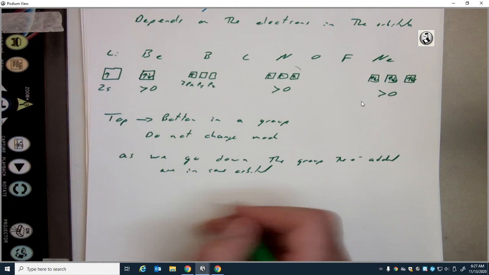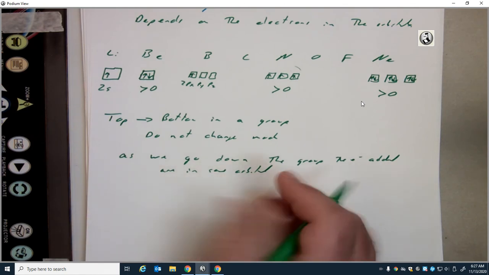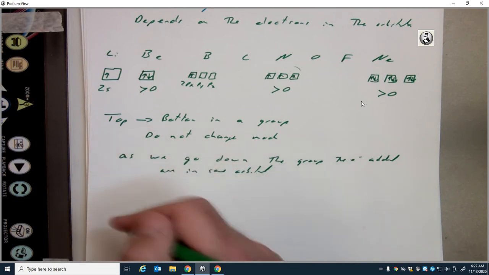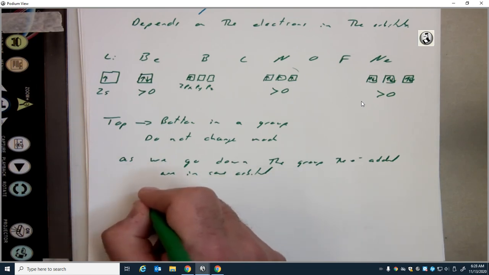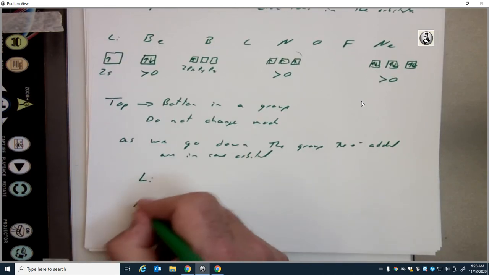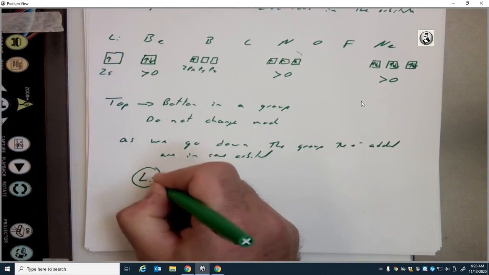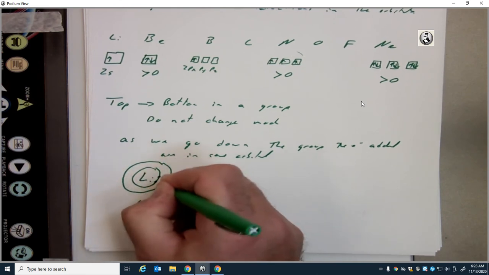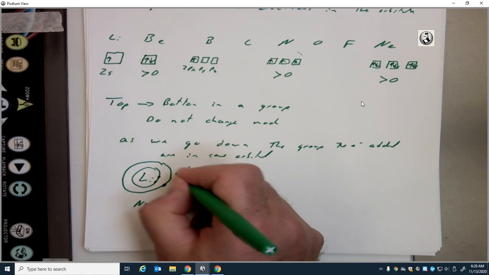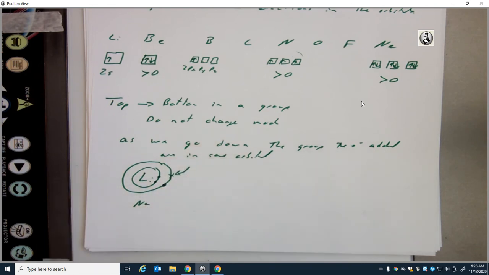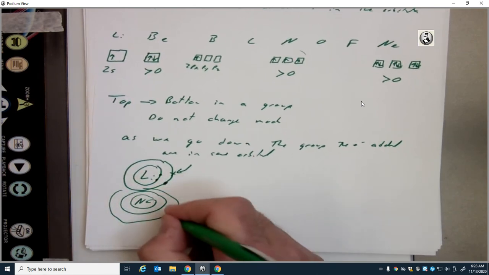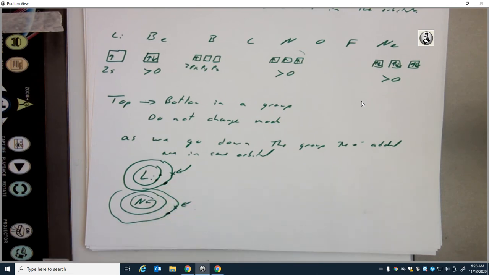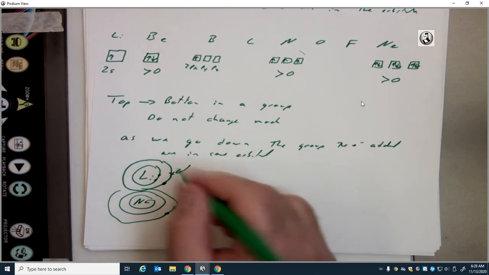So let's see here. How do I want to say this? Remember, we're adding an electron. How much does it want to add an electron? So as we go down the group, let's look at lithium and sodium. Lithium has 2 in the first, 1 in the second, and the electron is going to get added to this second shell. And for sodium, it's going to go in the third. So we're always adding that electron to this outer shell.